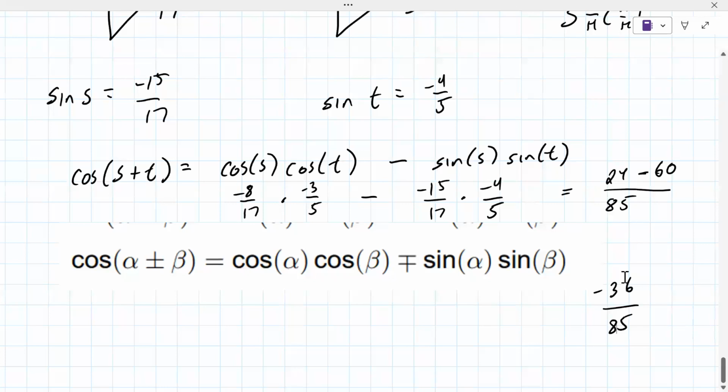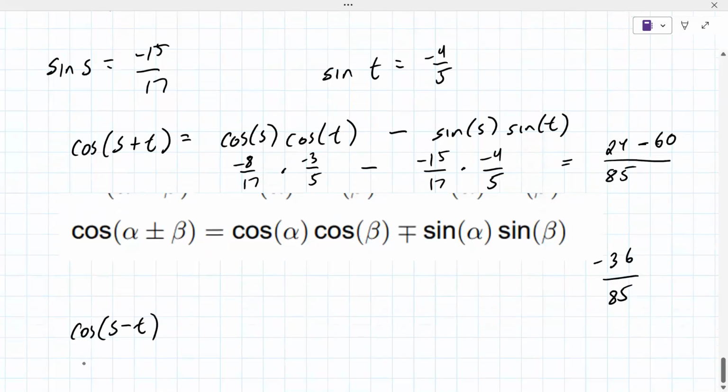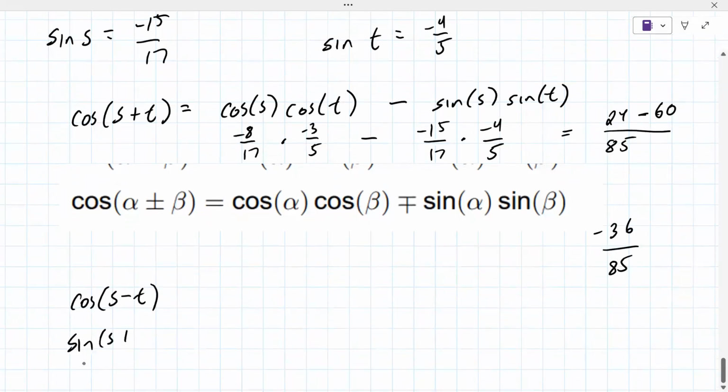And so what else could they ask? Well, they could ask you for the cosine of S minus T. They could ask you for the sine of S plus T, the sine of S minus T. They could flip the order. They could ask you anything, but it all comes down to drawing the triangles. Okay, so let's do 54.